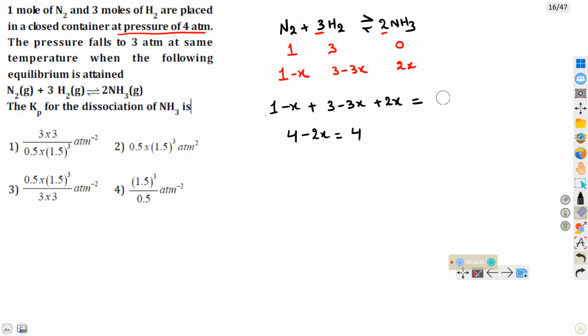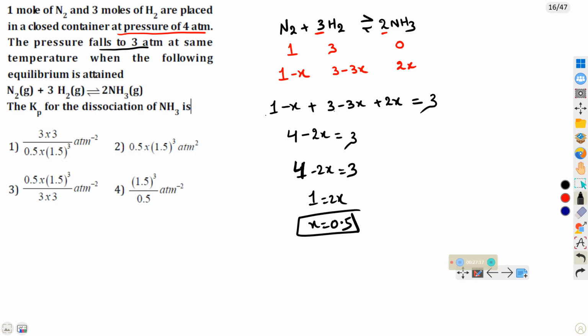Sorry. What is given? Initially 4, but pressure falls to 3 atmosphere. Then 4 minus 2X is equal to 3. Sorry, not 1 minus 3. So 4 minus 3 is equal to 1. 1 is equal to 2X. X is equal to 0.5. Now I know the value of X.